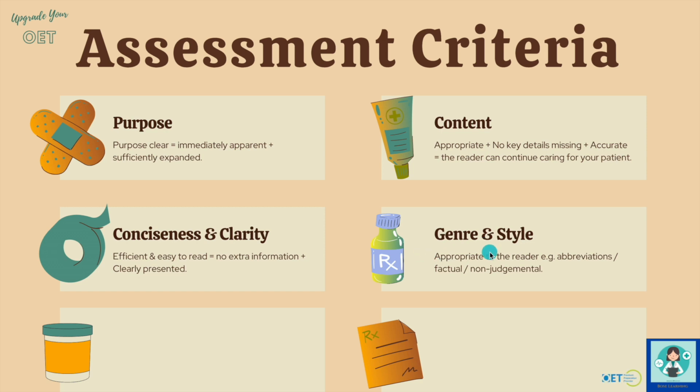Then we've got genre and style. What does that mean? Well, we've got to make sure that the way you're writing is appropriate to the reader. For example, if you're writing to a patient, you would perhaps explain medical terms, whereas if you're writing to the expert, the consultant, you wouldn't do that. So think about what you need to explain. Think about abbreviations. Will your colleague understand the same abbreviations you use or not? And also be factual, be non-judgmental.